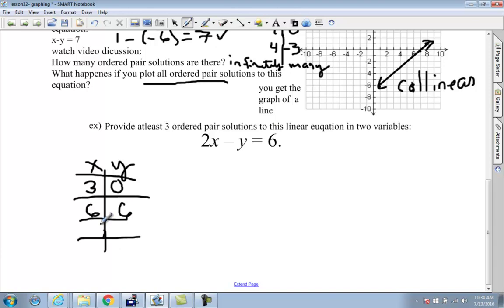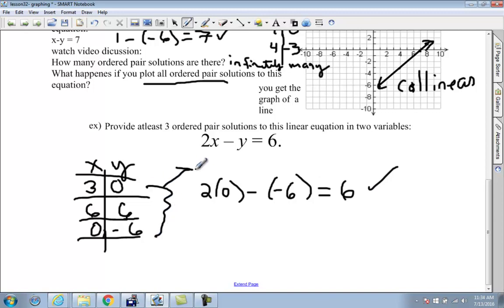And it's like, okay, well, what if x were 0? And 2 times 0 makes 0, but then y would have to be -6, right? And if you need to write it out, write it out. Is it true that 2 times 0 minus -6 makes 6? So in other words, if you need to check all of these ordered pairs to see if they satisfy the equation, you can plug and chug to see that they're true. All right. Now, it doesn't say to graph them, but indeed, these are 3 ordered pairs.